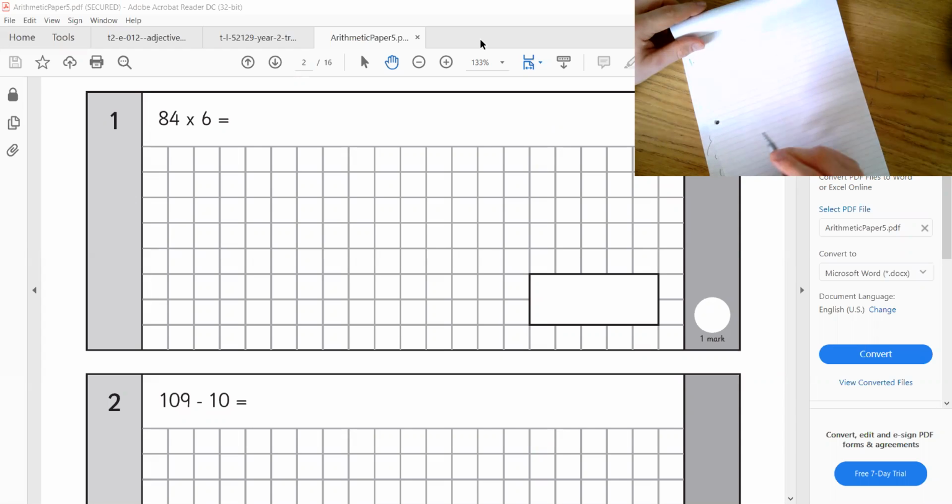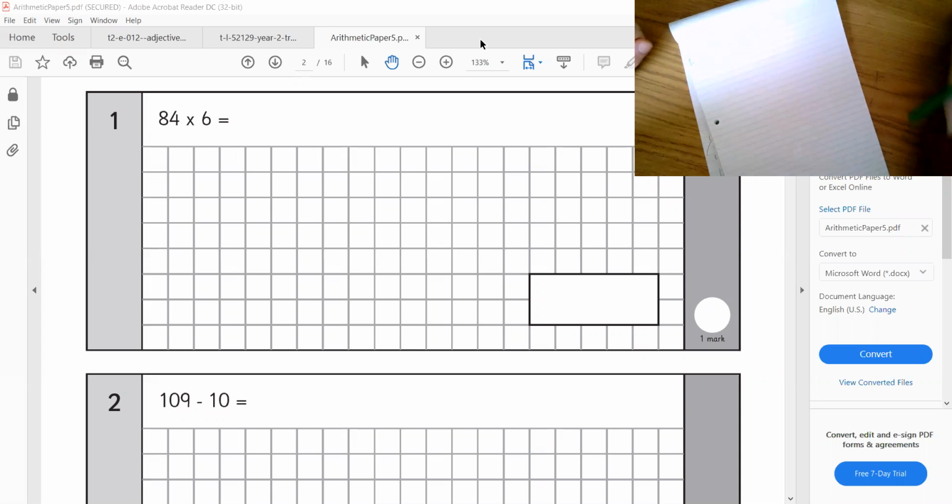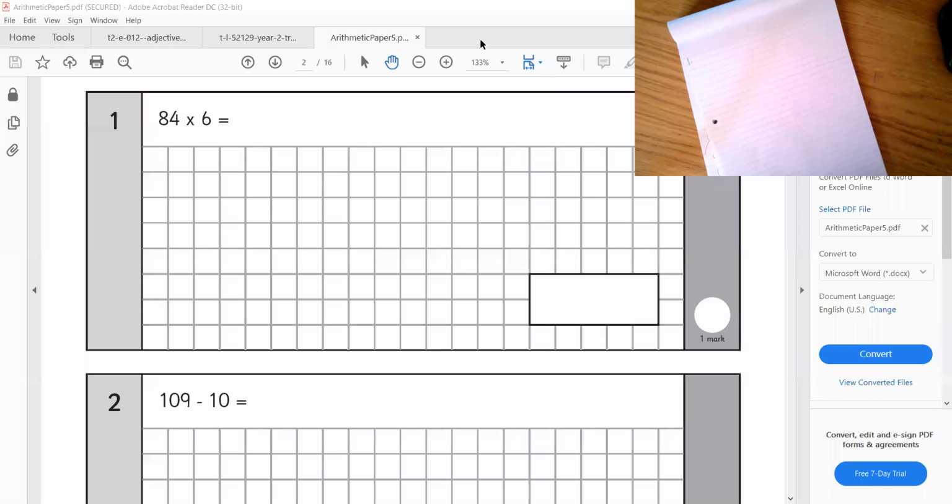Can you see that all right? Is there a light bit? I think it's the light from my window. Give me 2 minutes, I'll just sort out the light from my window. And there we go, hopefully you can see that a bit better.